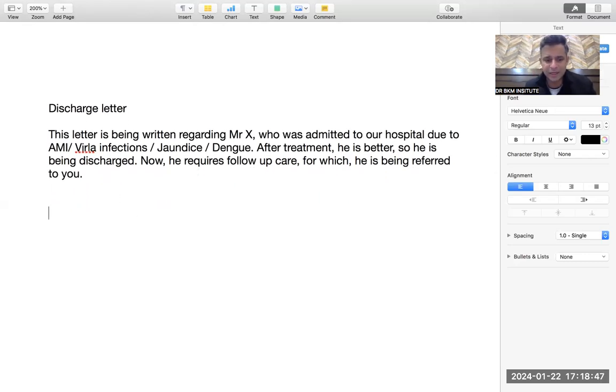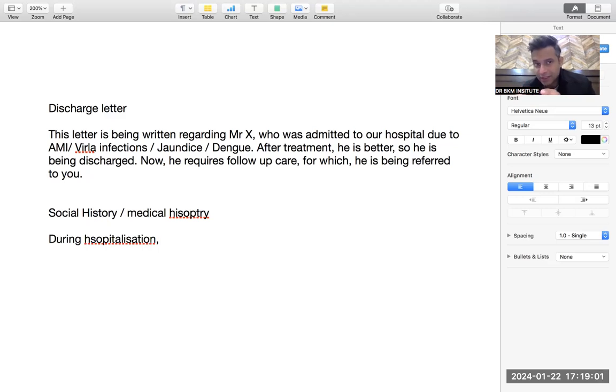Then in the second paragraph, you write social history and medical history. Relevant, whatever the nurse needs. In the third paragraph, you write during hospitalization. Now you want to tell in the discharge letter what happened in the hospital. So obviously this during hospitalization will majorly come in the past. That is the key. So for the past, how to make lines? Now I'm telling you the lines as well.